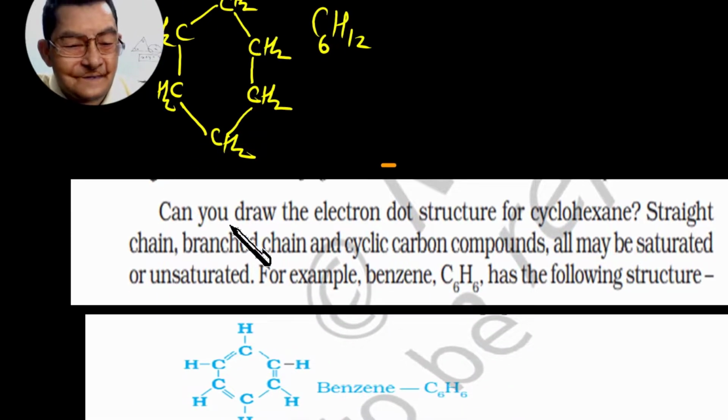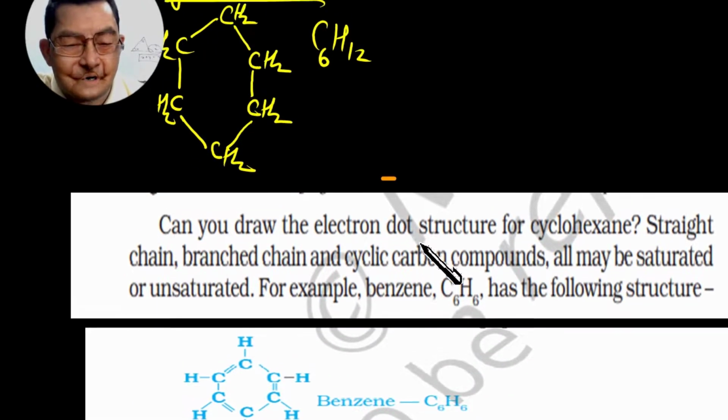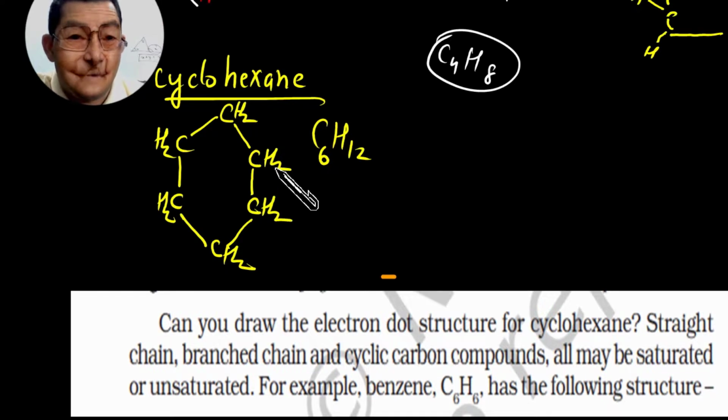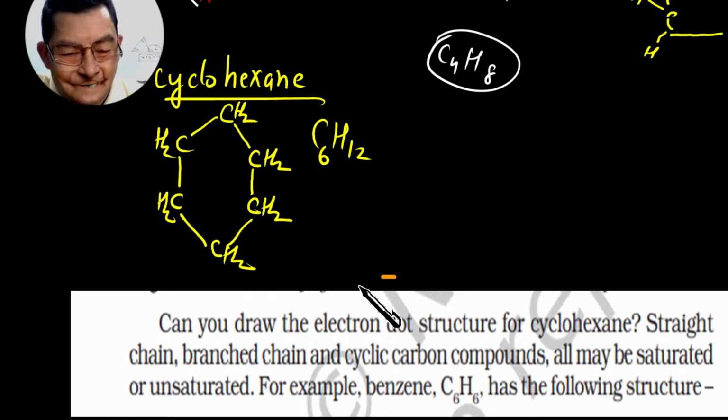Book says, can you draw the electron dot structure of cyclohexane? Why not? It's very simple to draw the electron dot structure of cyclohexane. Easy to draw. Next.